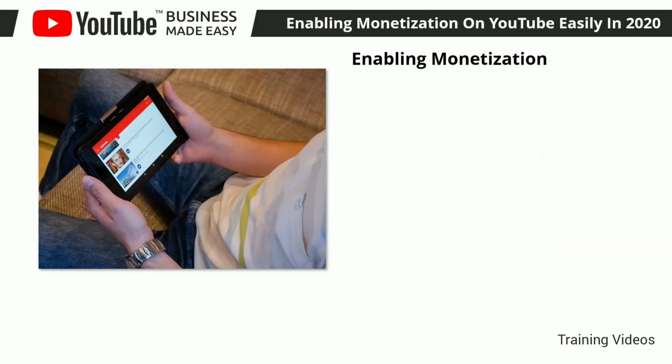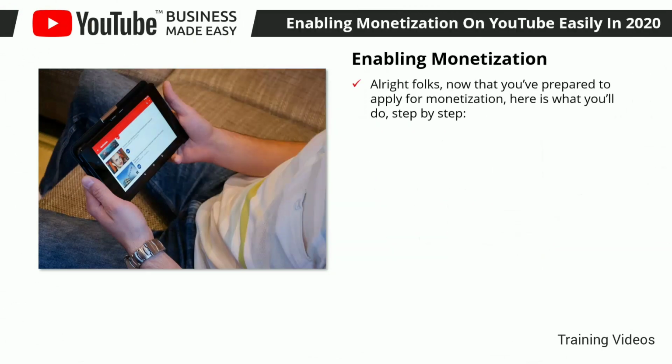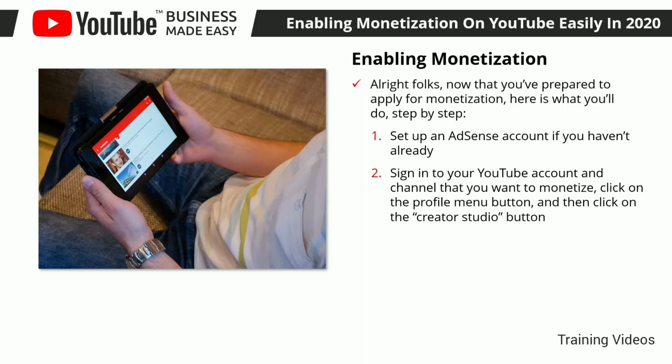support.google.com/YouTube/answer/1311392. Enabling monetization. Alright folks, now that you've prepared to apply for monetization, here's what you'll do, step by step. Number 1. Set up an AdSense account if you haven't already. AdSense is the ad revenue share program for publishers and creators, and that's a platform where YouTube will process your payments. You can create an AdSense account at google.com/AdSense/start/.